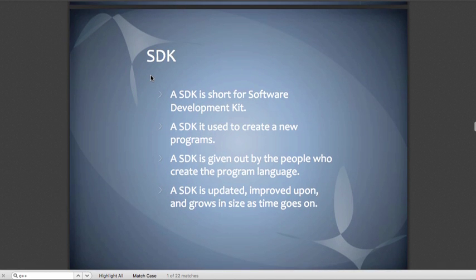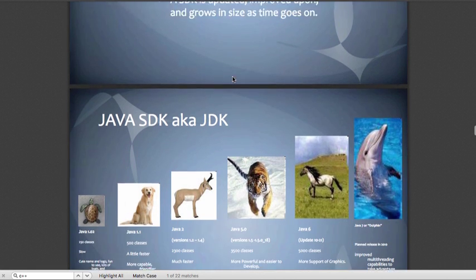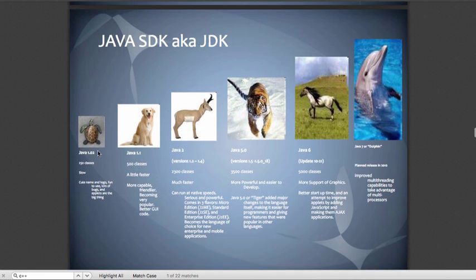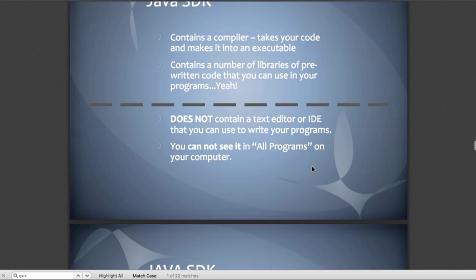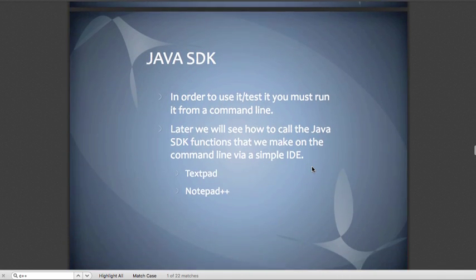Let's go over some terminology. SDK stands for Software Development Kit. When you downloaded your JDK, I told you it was a Java Development Kit. The Java Development Kit is a software development kit. Note that since the time Java has been around, it has gone through many evolutions and is always growing and expanding its libraries. I'm going to skip through these Java SDK slides. You can read through them.